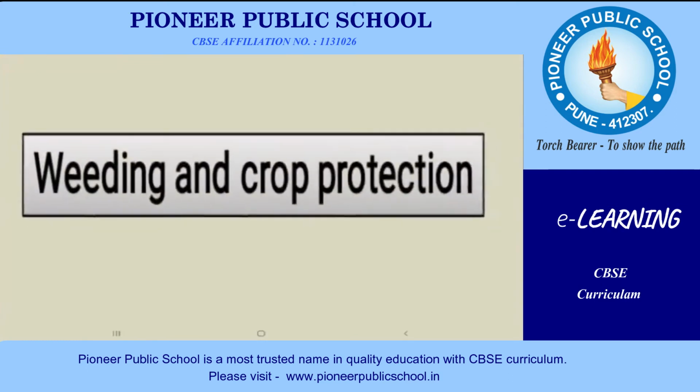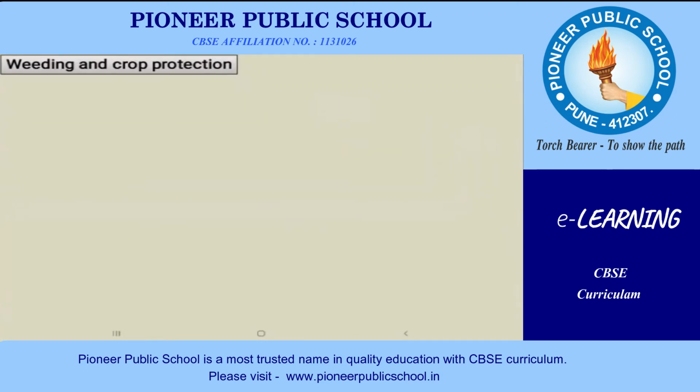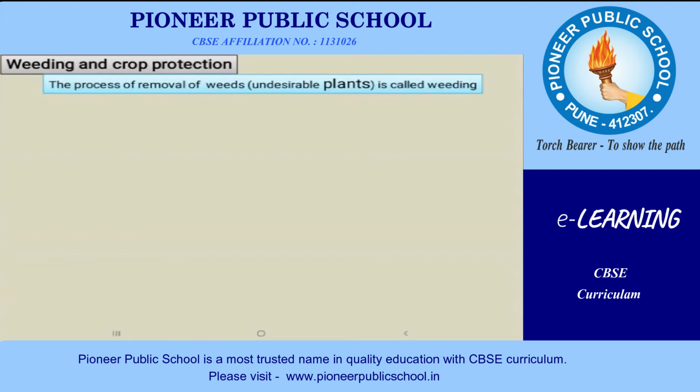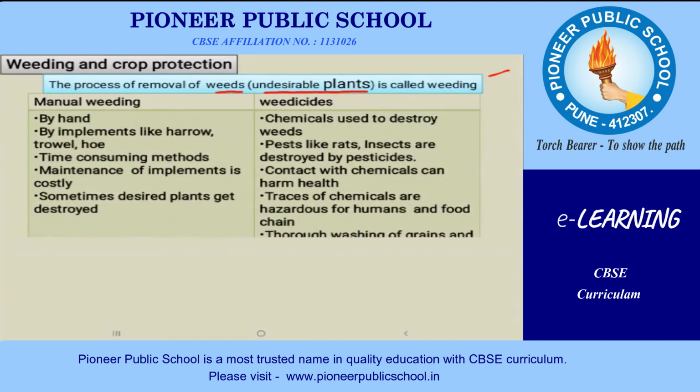We are going to study weeding and crop protection. Weeding is the process or method of removal of weeds. What are weeds? Weeds are undesirable plants. They grow with our crop plants. Crop plants are desired or wanted plants, but weeds are undesirable or unwanted plants. The removal of these weeds is called weeding. Now, dear students, for weeding, we can use two methods. First is manual weeding and second is use of herbicide.